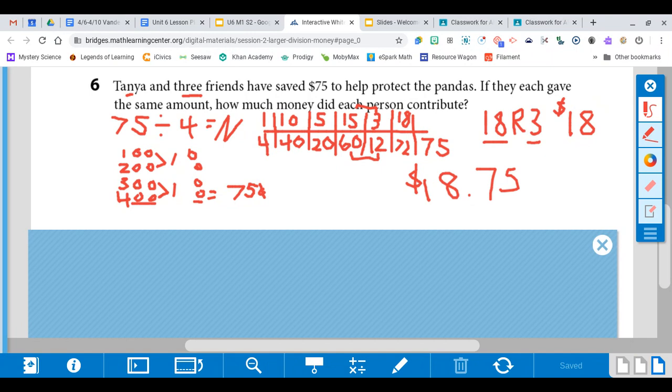Okay, division problem with larger money, interpreting remainders. I hope that makes sense. Your assignment, work on a trek, get a trek done.